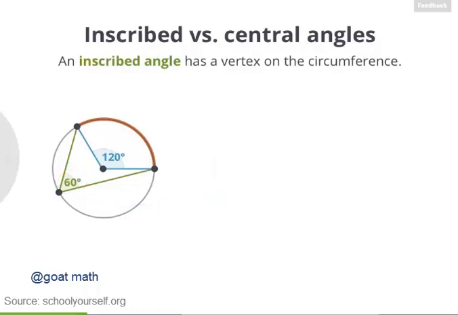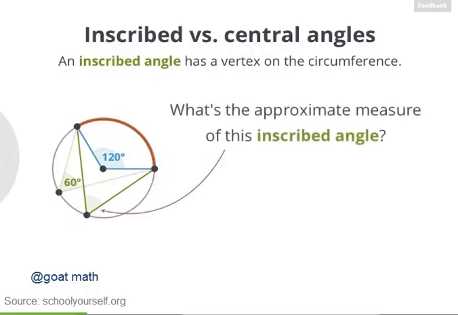Now you might notice that's exactly half of the 120-degree angle over here. Interesting. Let's pick another point on the circumference, like this one over here, and draw another inscribed angle that goes to the endpoints of this red arc. So, what's the approximate measure of this inscribed angle?